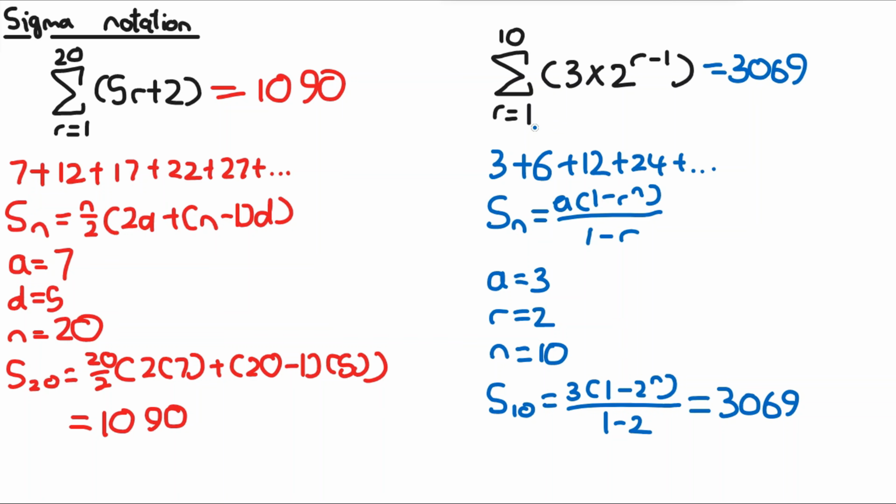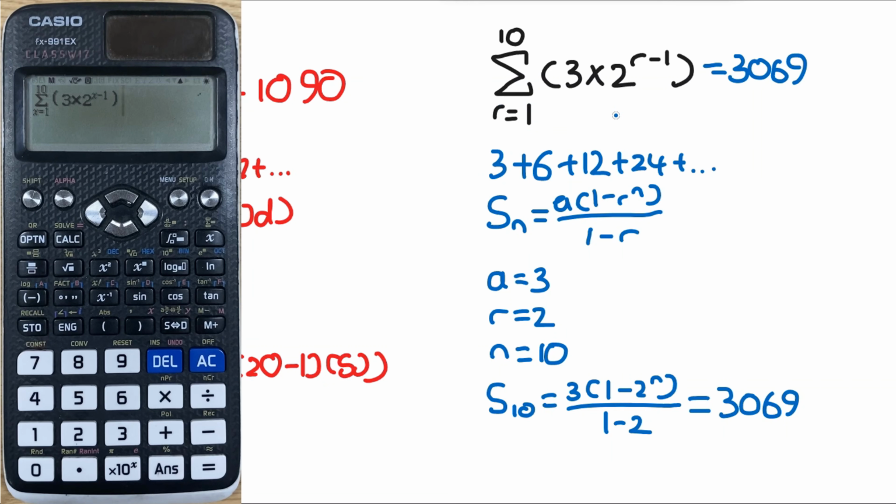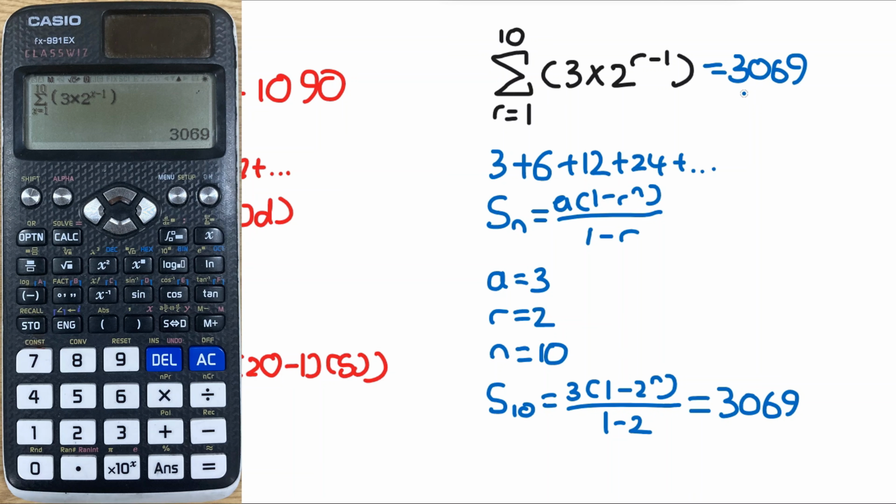And we can do the second sigma example here by putting x is equal to 1, putting 10 as a number on top, and then putting the expression as 3 times 2 to the power of x minus 1 and pressing equals, and it also gives out the value of 3069.